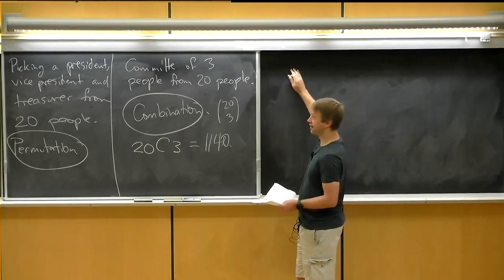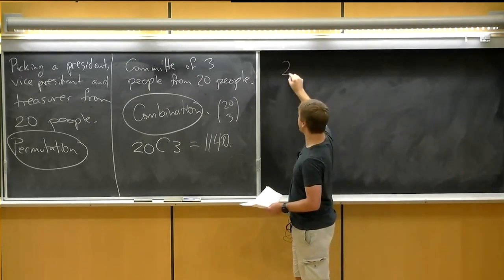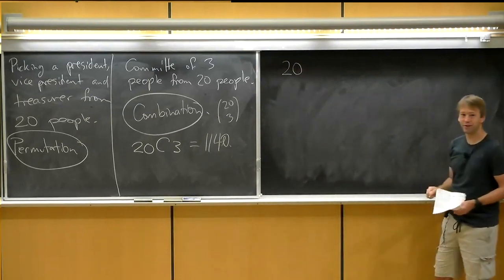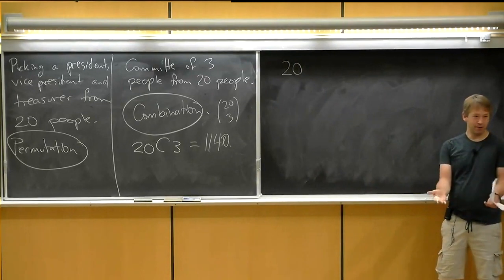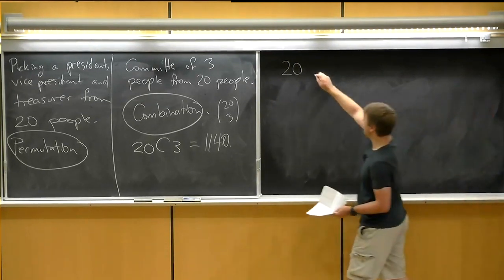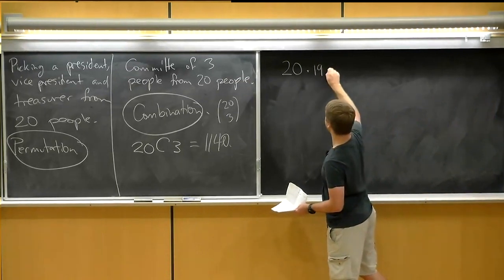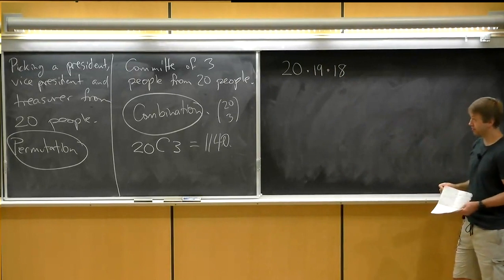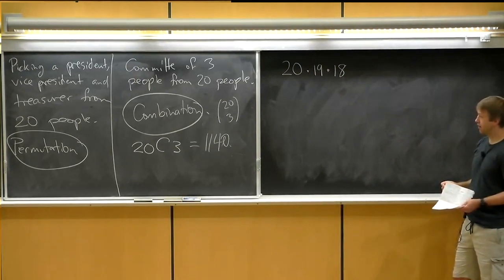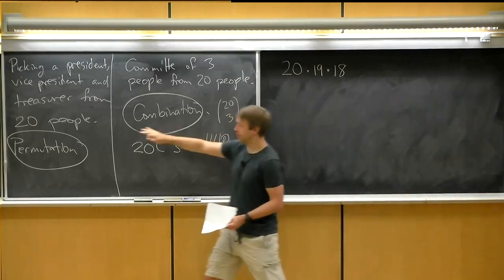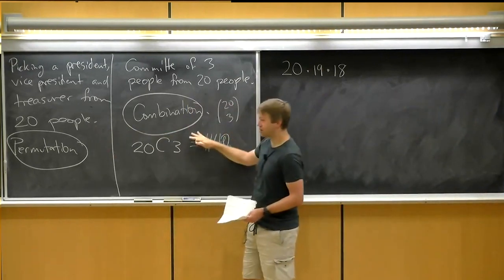Something like, well, there's that many ways to pick the president, right? 20 people, 20 ways to pick. Once you pick the president, you've got 19 ways to pick the vice president and 18 ways to pick the treasurer. But this would be solving this problem, and we actually want to solve this problem.